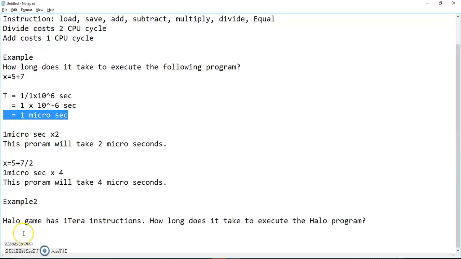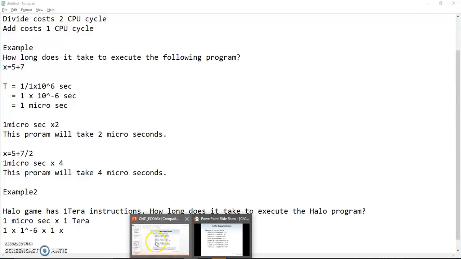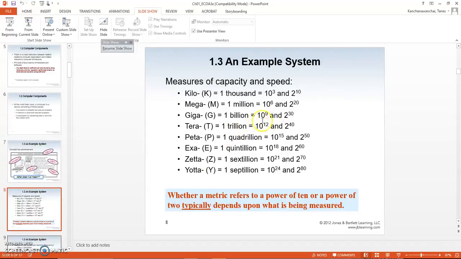So 1 microsecond is 1 instruction times 1 tera, right? Because it already gave you 1 tera instructions. It's not hard. Now what you need to do is just change it to metric. Micro is 10 to the -6 times 1 tera, if you don't know, it's 10 to the 12.